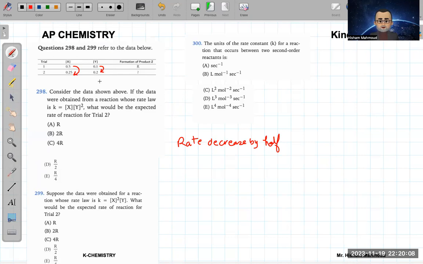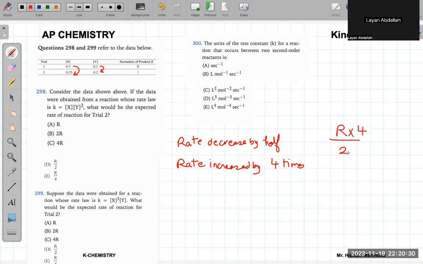And it is second order. So rate is increased by what? By 2 squared. By 4 times. 4 times, yeah. So you decreased it by half, you divide it by 2. And then you multiplied it by 4. So this means you multiplied by 2R. So it is 2R.